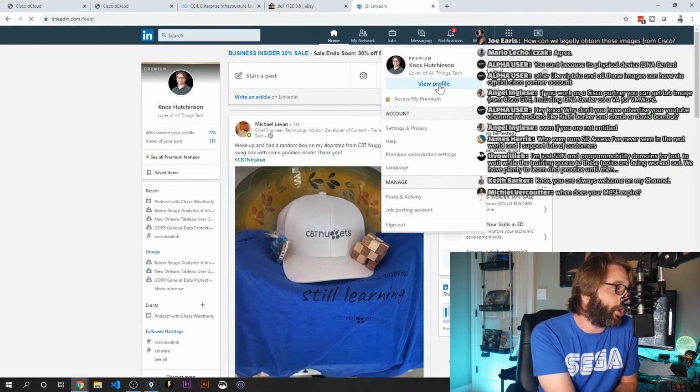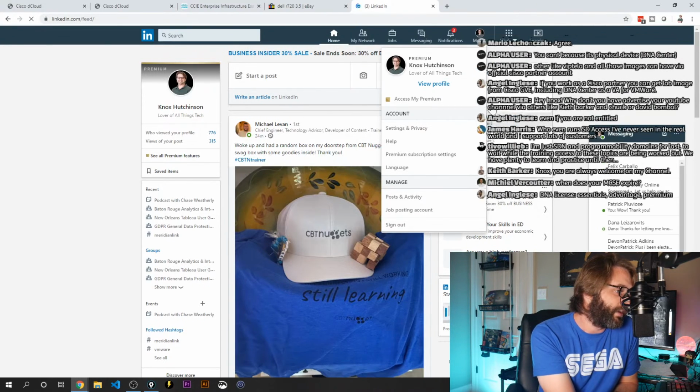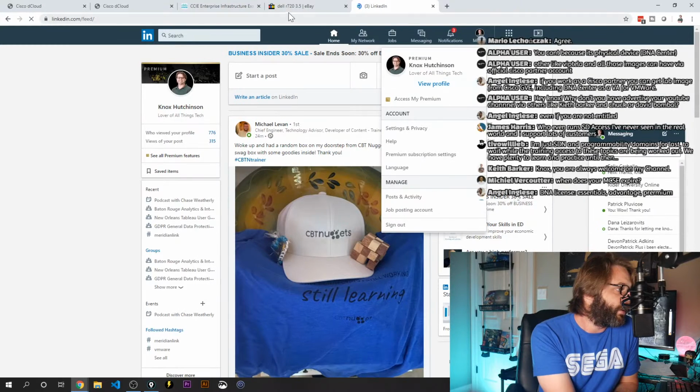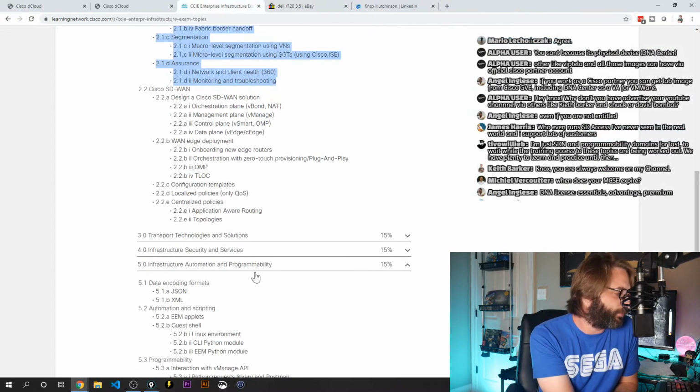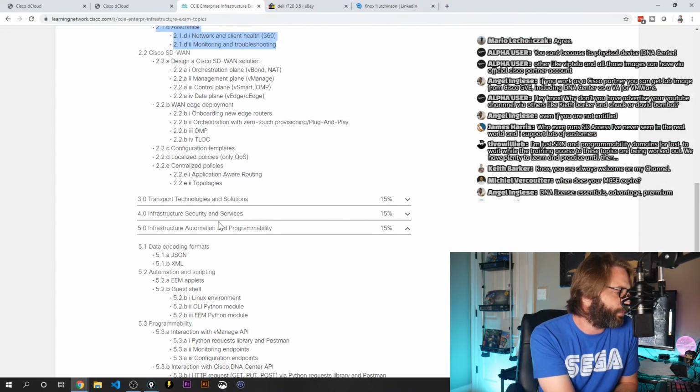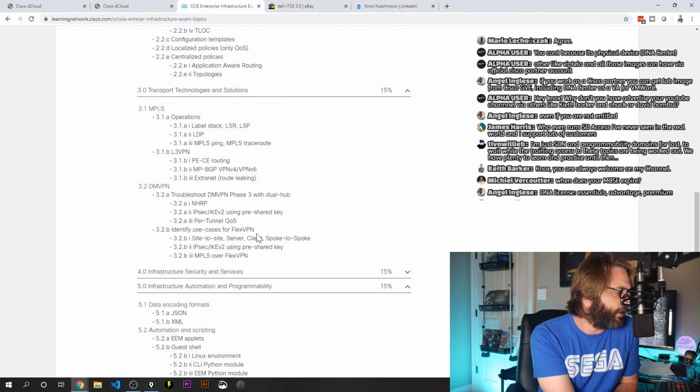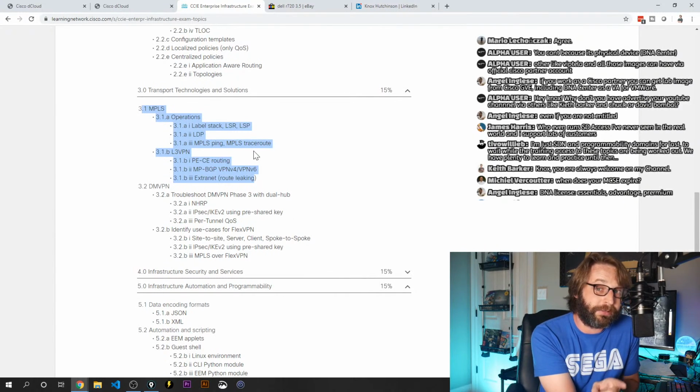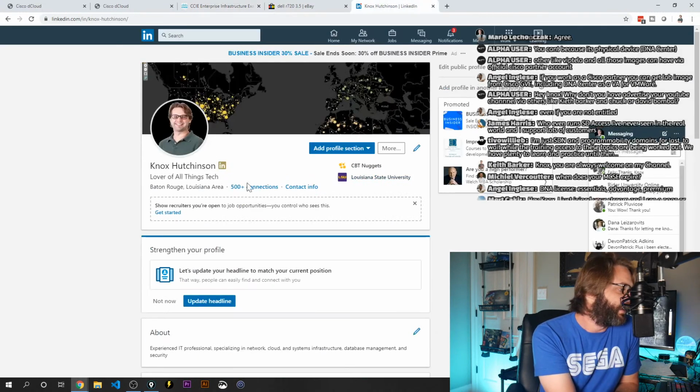They did remove the verbs too. You're right, James. They removed verbs, but also kept verbs in some places too, which I thought was peculiar. Like in transport, here they explicitly said troubleshoot DMVPN, and here they explicitly said identify use cases. So when I look at MPLS and I don't see any verbs, that's how I know it's going to be deploy, operate, optimize.